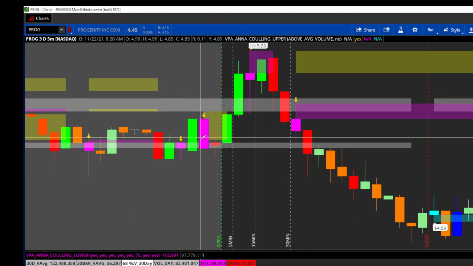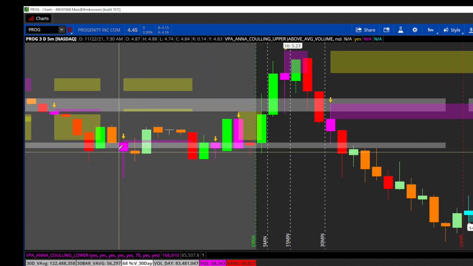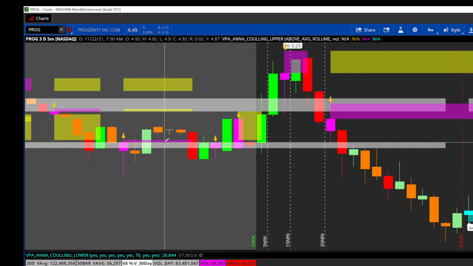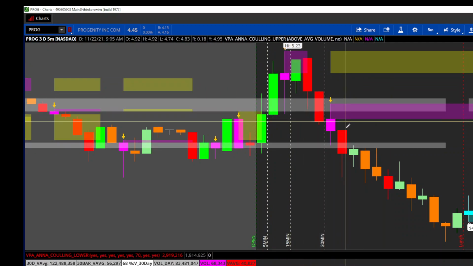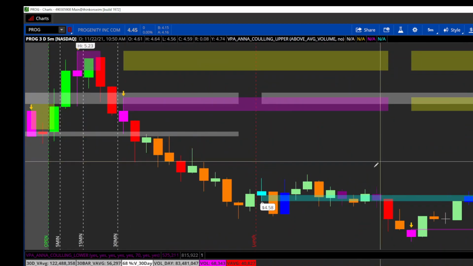It got stuck in between these two areas, and this area right here worked as a strong area of support. This area right here worked as a strong area of resistance, and it finally broke above, created another area of resistance, and came back down.